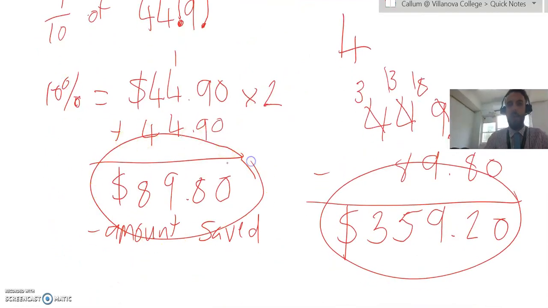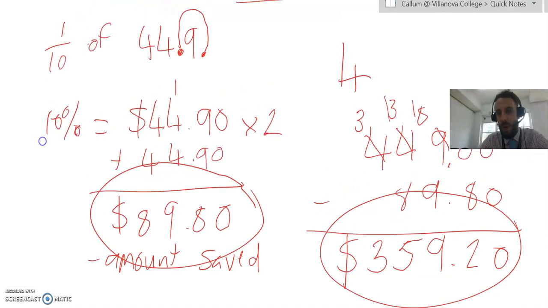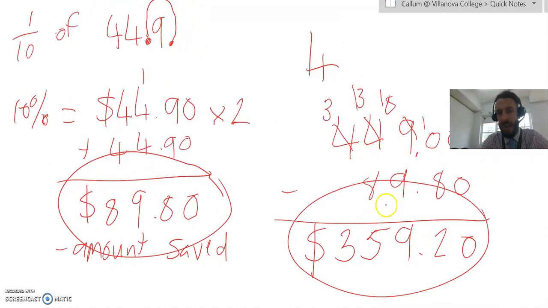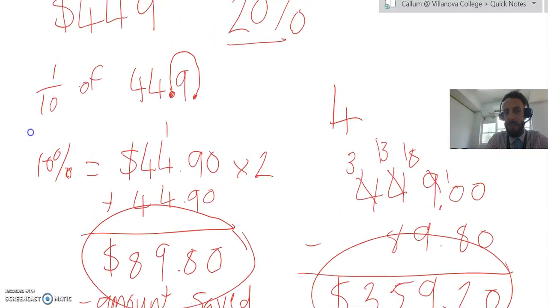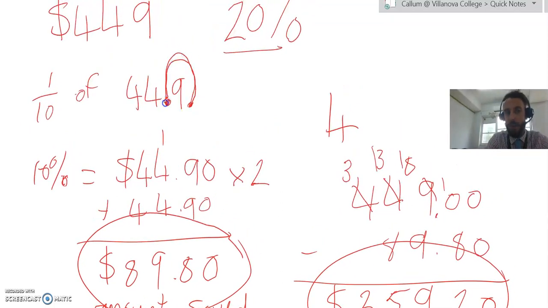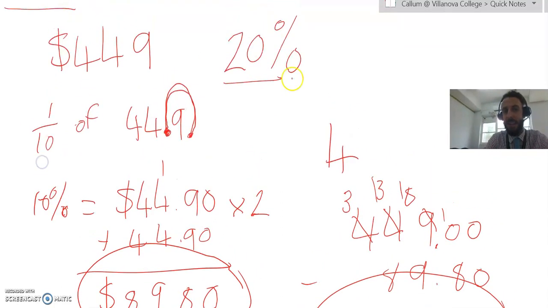I saved $89.80. And really, the hardest maths that I did there, the thing that took me the most time, was $449 take away 89. Working out 10% is quite simple because that place value just moves over one decimal point. And to get to 20%, I just multiply by 2. So it's not really that hard mathematically. Percentages just can be pretty hard to wrap your head around at the start.